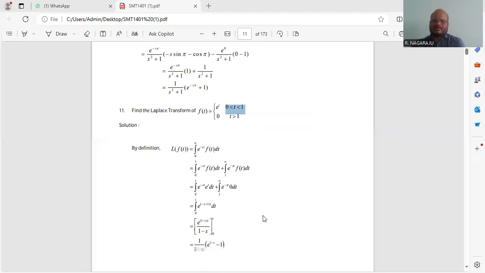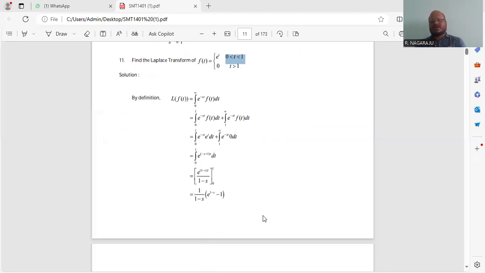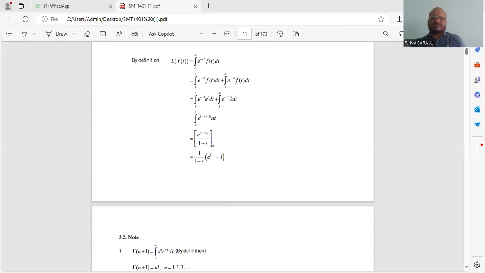Okay. Now see here we are applying the e power minus st, and from 0 to 1 the function is e power t. So the bases are the same, so the powers should be added. So you will get e power (1 minus s) t. So 1 by s minus a means you will get e power at; the integration of e power at formula is nothing but e power at by a. So here, if you substitute the upper limit and lower limit, you will get the answer 1 by (1 minus s) into e power (1 minus s) minus 1.